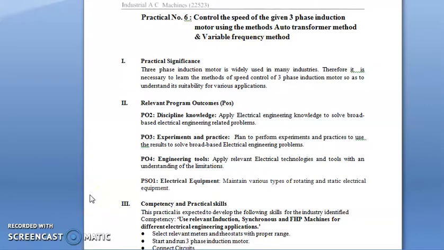Hello everyone. So this is our next practical related with the AC machine. The title of this experiment is control the speed of given three-phase induction motor using the methods auto transformer method and variable frequency method. So through this experiment we are going to control the speed of given three-phase induction motor. There are two methods they have mentioned, auto transformer method and variable frequency method. So out of these two we are taking only one method for our demonstration. So auto transformer method. Okay.